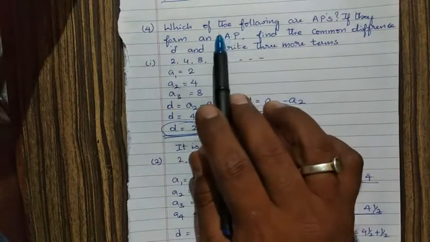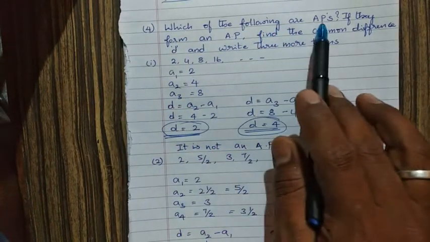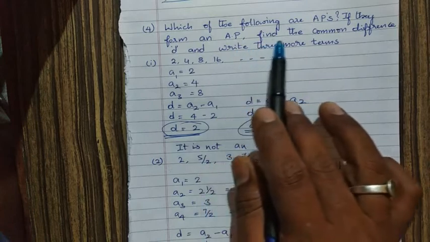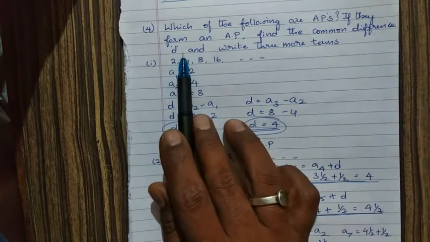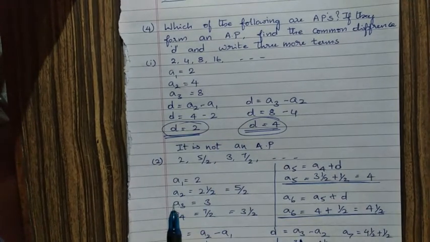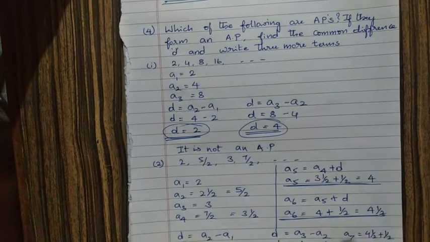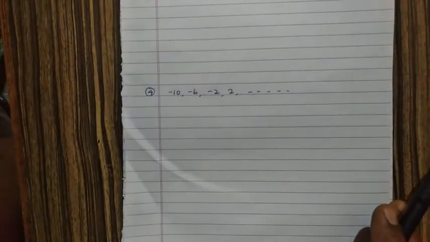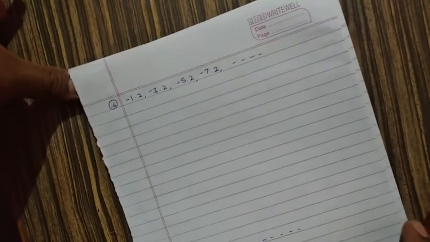Which of the following are APs? If they form an AP, find the common difference D and write 3 more terms. Under this, we have learned 2 questions. Now we are moving on to the third one. As you know, which of the following are APs is the question, isn't it?